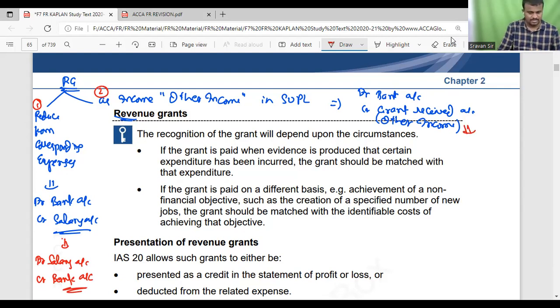And in this case, the total amount of whatever you considered on the credit side of the statement of profit and loss as an income under the head other income will be refunded. Then we debit grant account, credit cash or bank account, and it will be treated as a what? Expenses. So this is the revenue grant, initial recognition plus, in case of any refund, the journal entries.